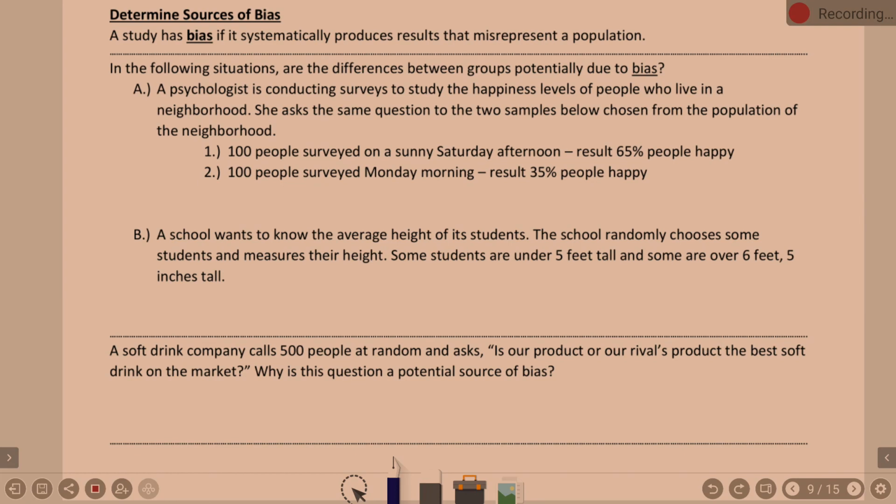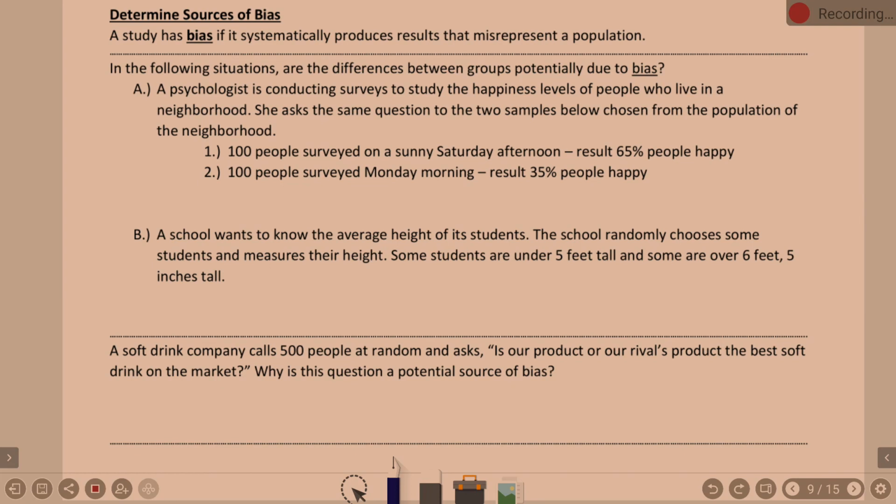So, we're talking about Monday. With this in mind, could the differences between those responses be due to bias? And the answer is yes. And in this case, the bias is presented based on when you ask the question.